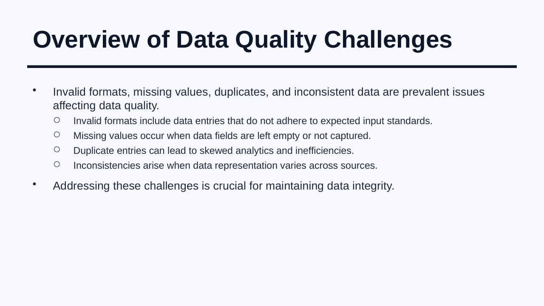Duplicate entries occur when the same record is entered multiple times, which can distort results and cause inefficiencies in processing. Finally, inconsistencies arise when the way data is represented varies between sources, such as different spellings or formats for the same information. These issues can seriously impact the reliability of your data, so identifying and addressing them is key to maintaining data integrity throughout the ETL process. Next, we'll look into the different types of ETL testing that help catch these problems early and ensure data accuracy.